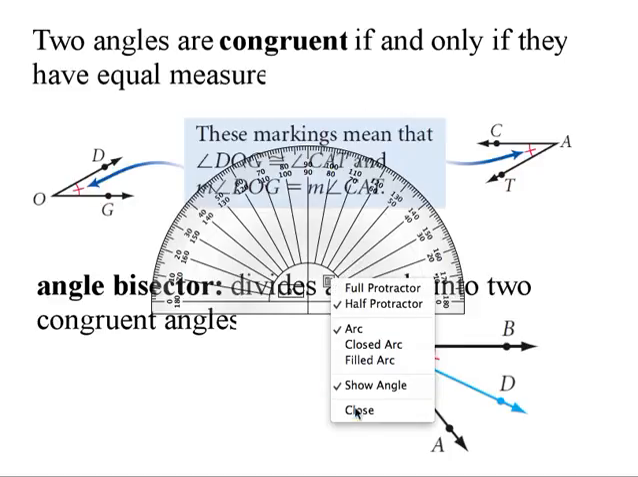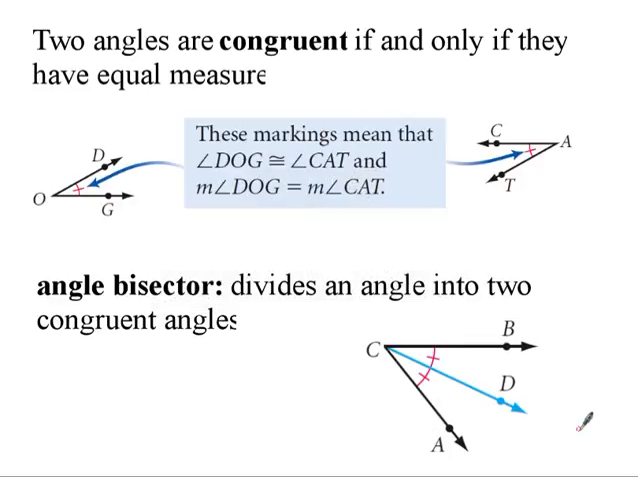So now let's look at this next one. It says 2 angles are congruent if and only if they have equal measure. And we talked about congruent. What was the definition of congruent? Geometrically equal. That's what congruent is. So what they're saying is if they have the same measure, we call them congruent. That should make sense. They're geometrically equal if they each measure 30 degrees.